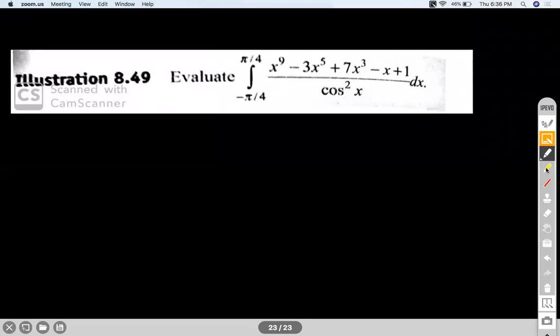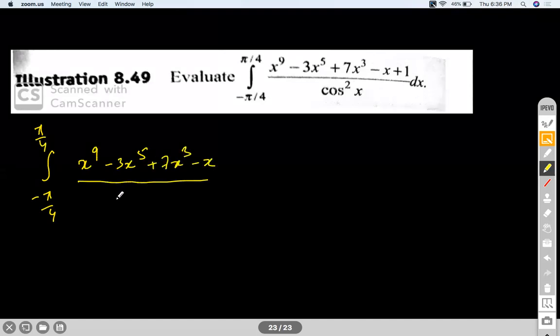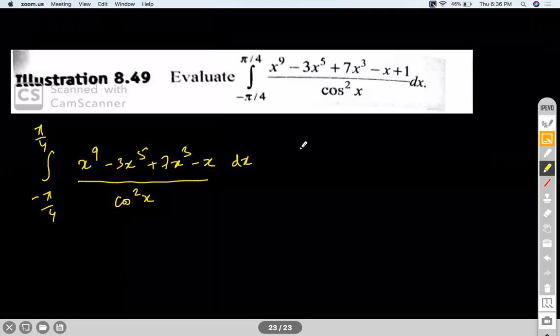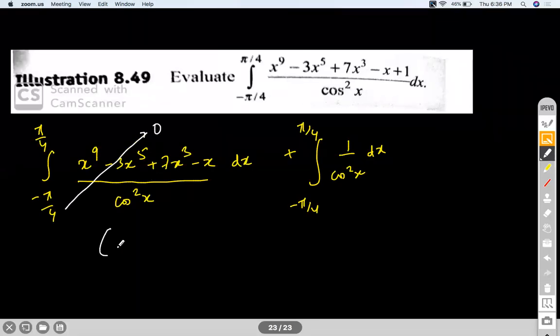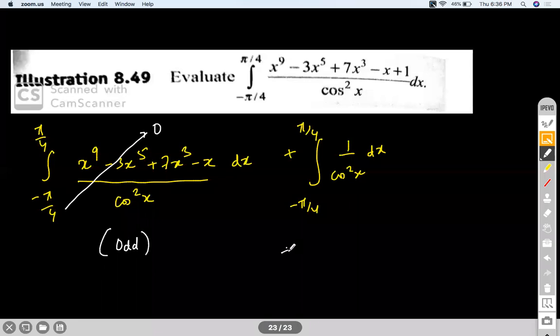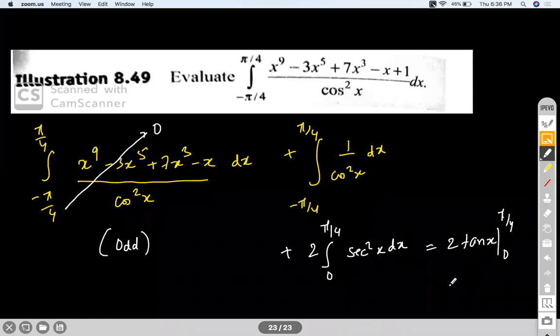Okay. Let's check this out. This is quite easy. You just have to segregate the odd functions. Odd functions will be everything except that one. So that one you have to take separately and treat it as per the even function criteria. You don't have to evaluate the rest at all because it is an odd function. So this is nothing but twice the integration from 0 to pi by 4 of secant square x. That's nothing but twice tan x from 0 to pi by 4, answer is 2.